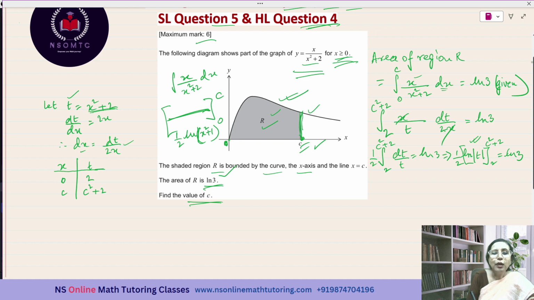Okay, so you have got this and then you take the limits of integration as 0 to c. You substitute back the t's expression and you take the original limits. For the HL people, you keep the t and use the changed limits. Okay, that is my advice.